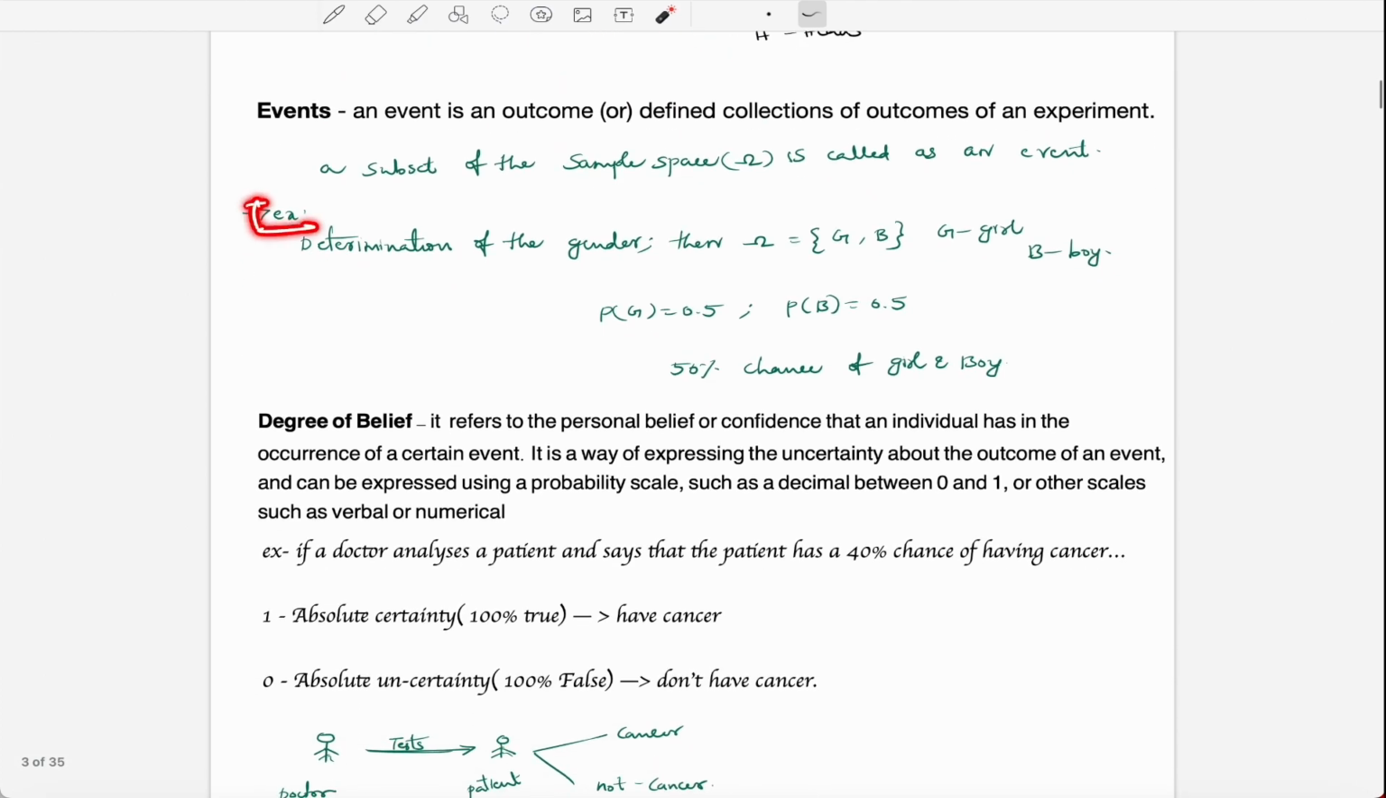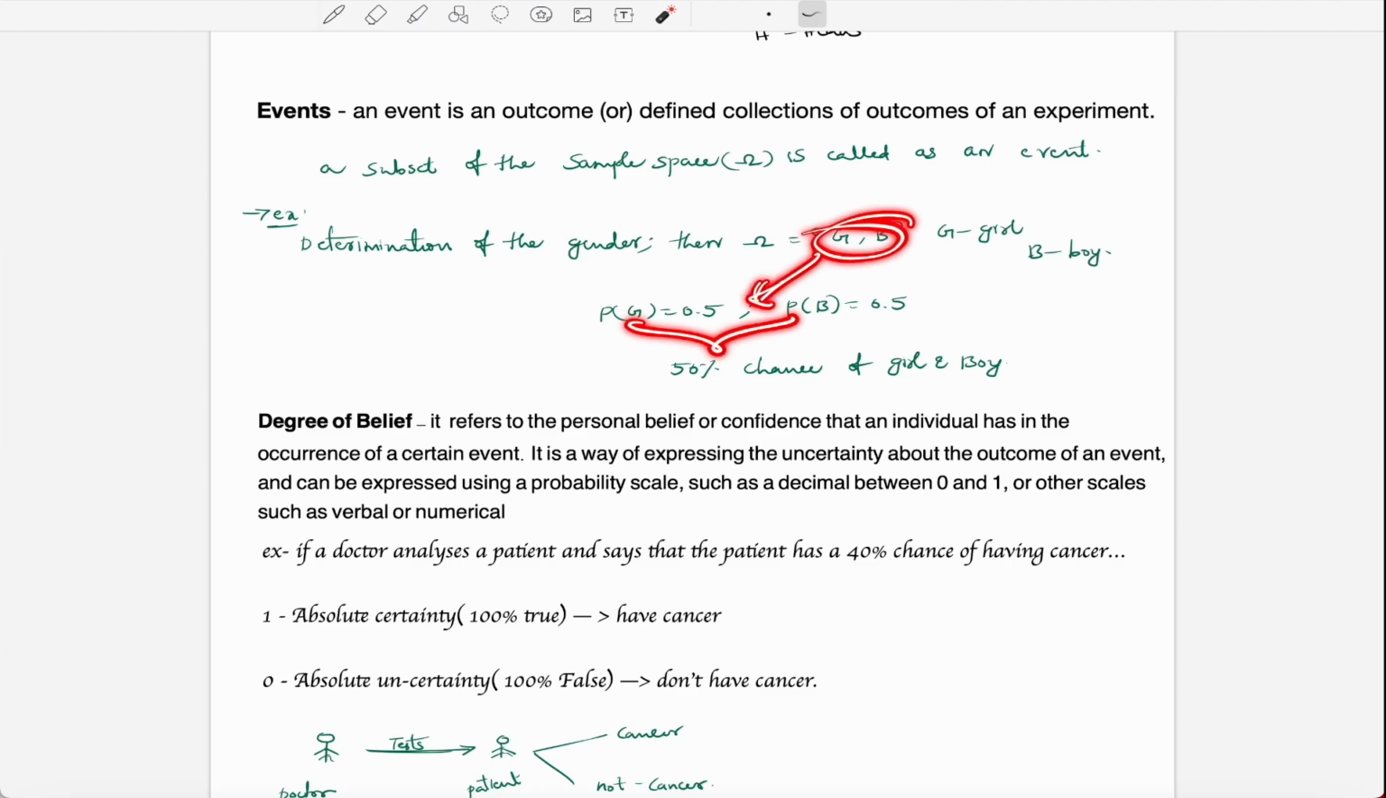I just want to give an example: the determination of gender, which is a girl or a boy. The probability of a girl is equal to 0.5, and the probability of a boy is equal to 0.5, which means a 50% chance of getting a boy or a girl when picking from a group. It may be a girl or it may be a boy. These are the events of that experiment.